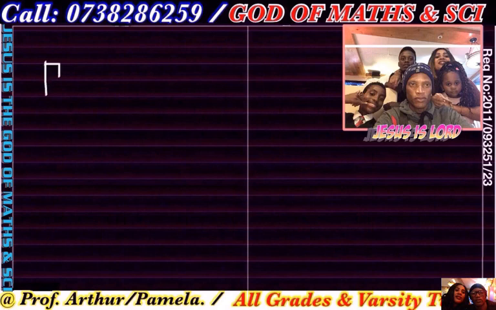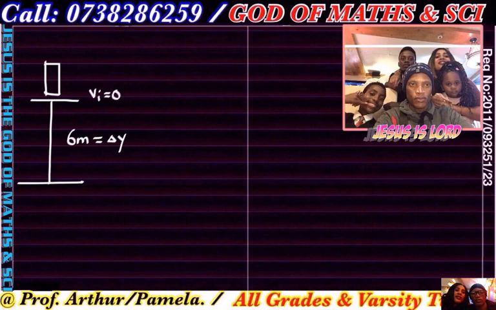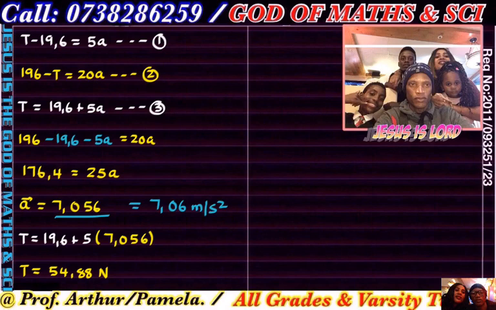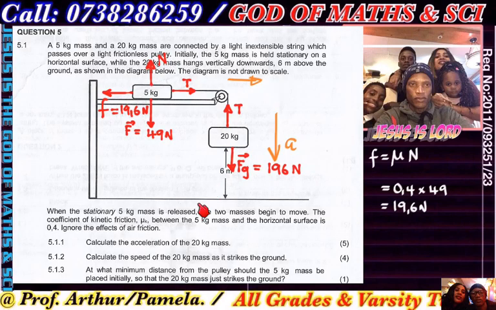You have a block here which is actually 6 meters above the ground. So this is 6 meters, which is your delta y. And then at that moment, initial velocity was 0, and then you had the gravitational acceleration, which is 9.8 meters per second squared. It's also downwards. Now what do they want? They want the velocity as it strikes the ground.